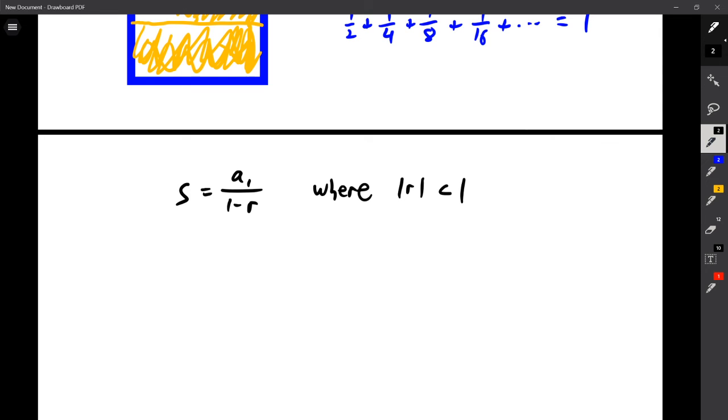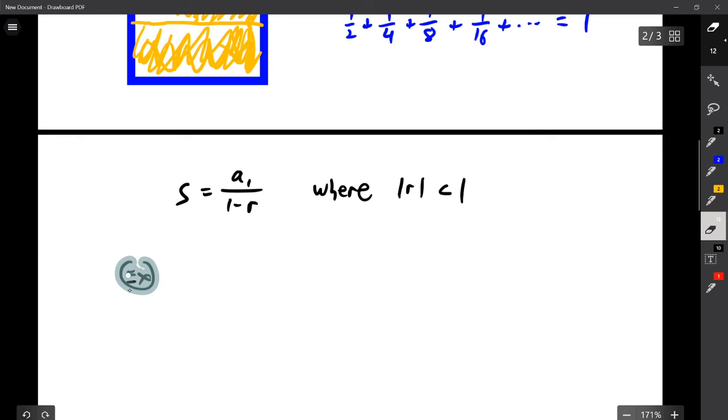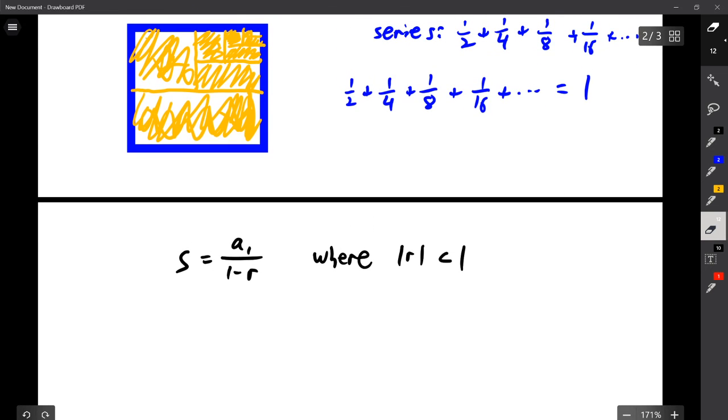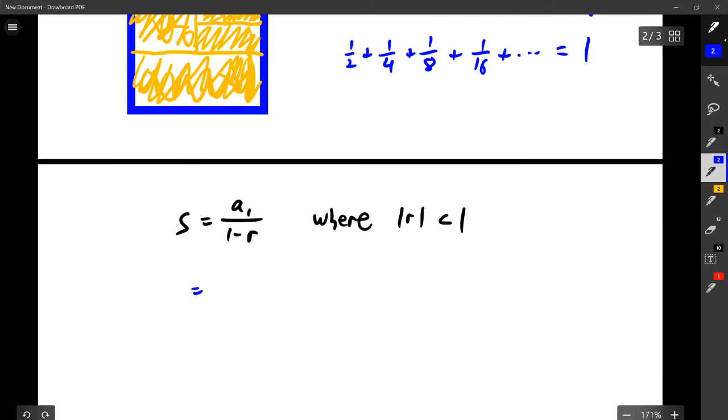Okay. Well, here's one thing that we can do with that. Let's do what we just did. Super quick. What's a sub 1? 1/2. Over 1 minus what was r? Also 1/2. 1 minus 1/2 is 1/2. So 1/2 over 1/2. What's 1/2 over 1/2? 1.